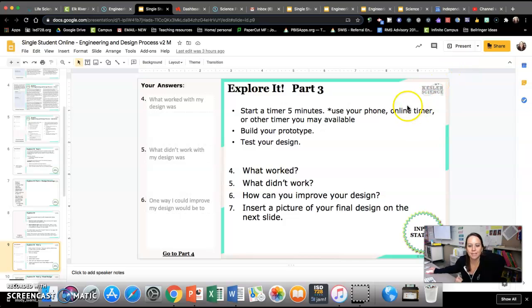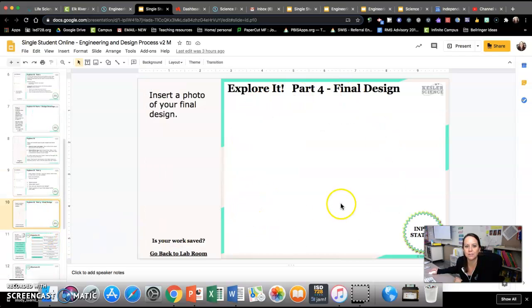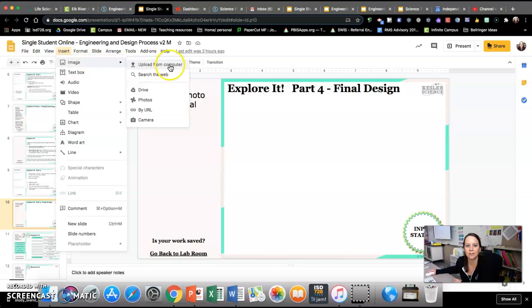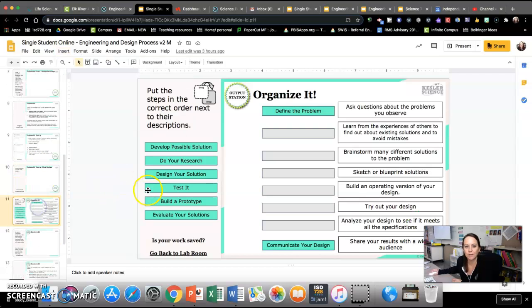This is still Explore It. Start a timer for 5 minutes. So use your phone, an online timer, or other timer you may have available. You're going to build your prototype and test it. So what worked, what didn't work, and how can you improve your design? And then you're going to take a picture of your final design and put it into here. So again, take a picture and insert it into there. Remember to do that. We just go to Insert Image and Upload from Computer that way.